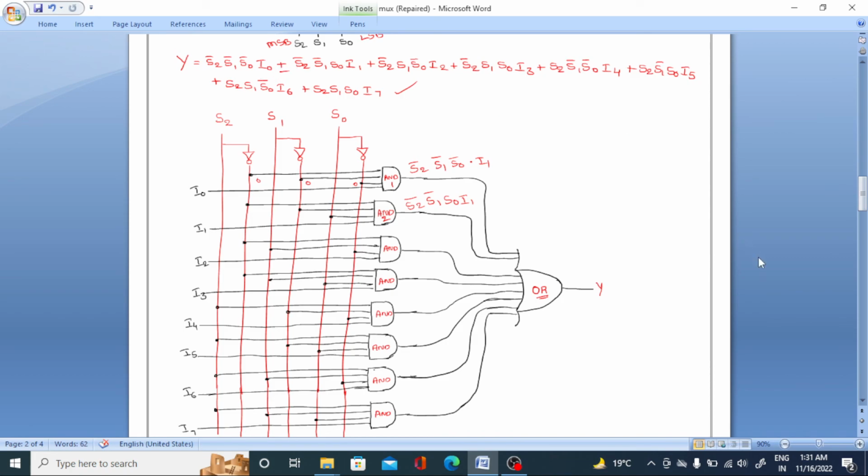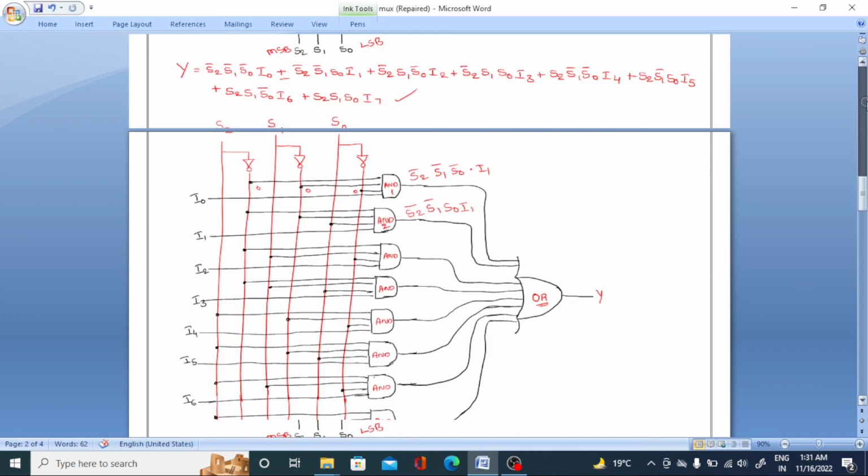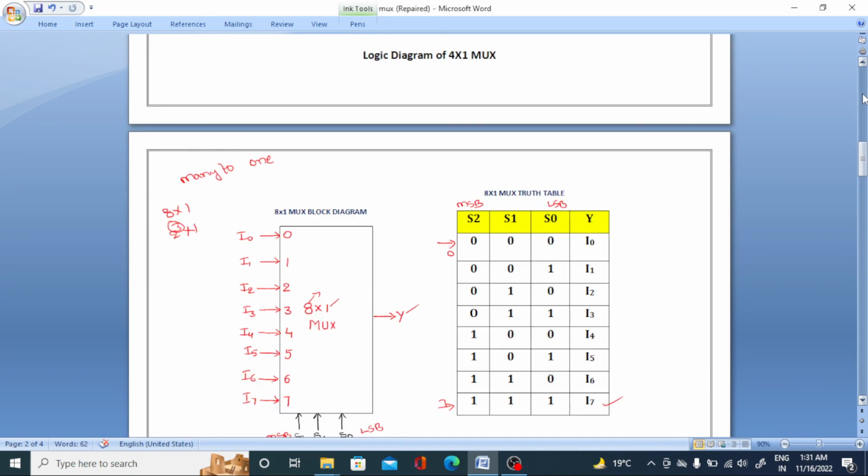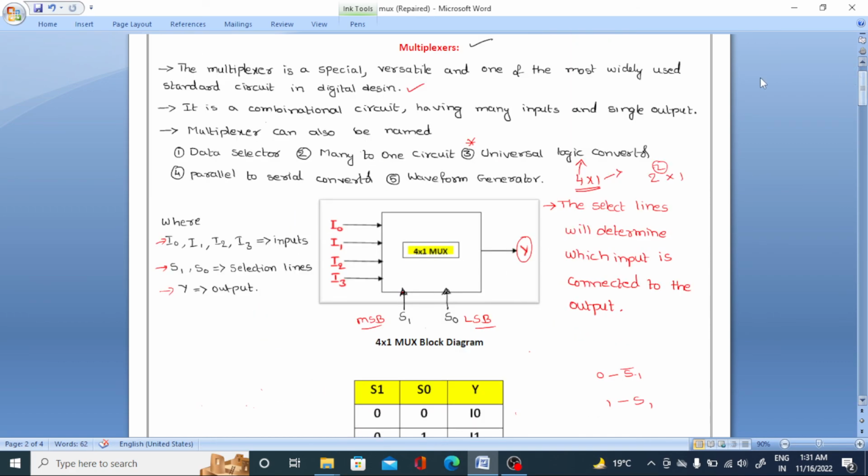Hope you understand. So this is about the multiplexer. Here we discussed the 4x1 multiplexer and the 8x1 multiplexer. So this is a very important combinational circuit, the multiplexer.